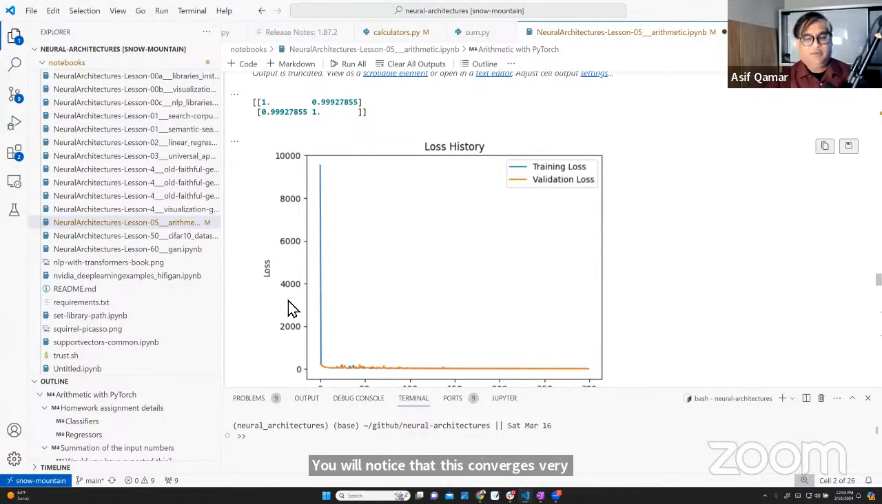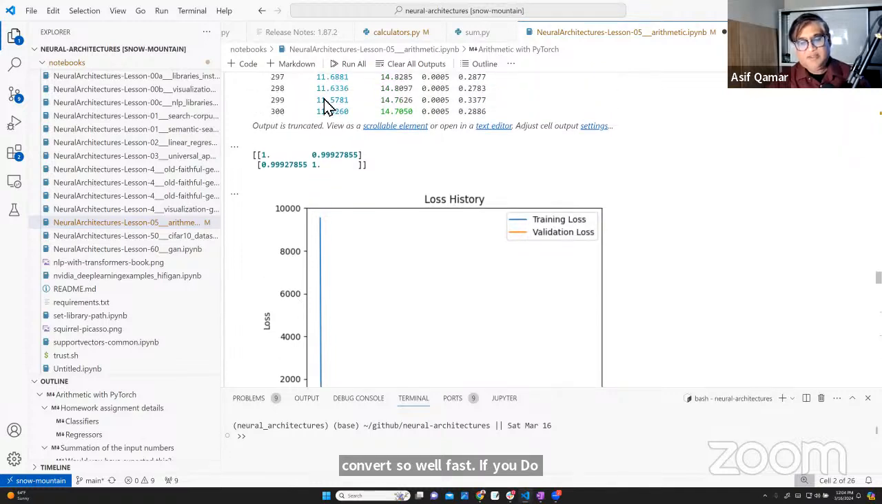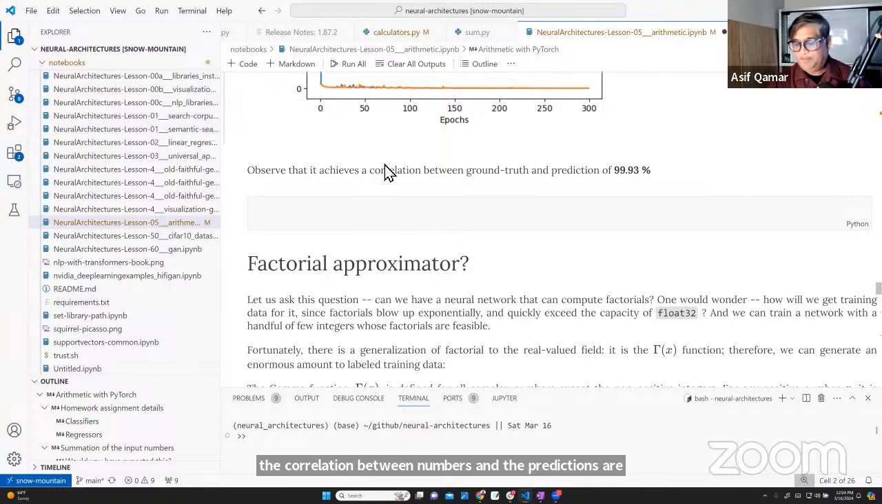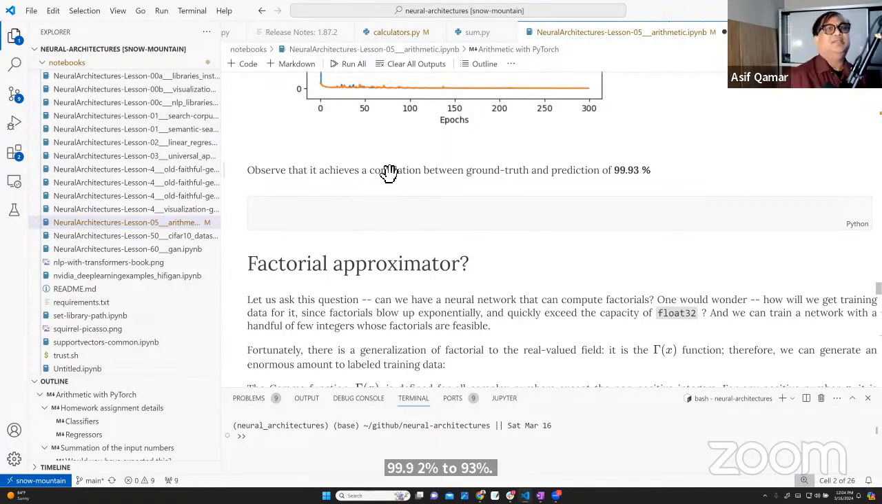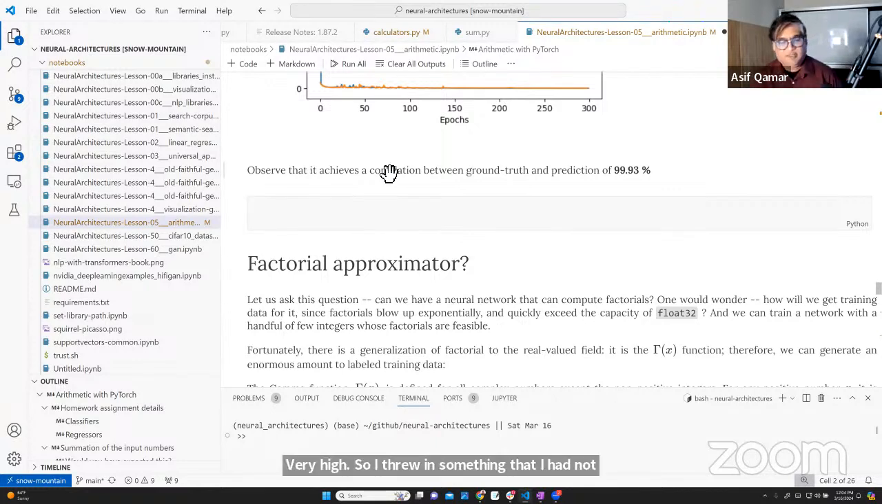You will notice that this converges very fast. It won't converge so well or fast otherwise, and you notice that the correlation between numbers and their predictions is 99.92% or 93%, right? Very high. So I threw in something that I had not initially mentioned, but later on I added to the portal. These neural networks, what is the limit that we can push them to? For example, can we find the factorial of a number?